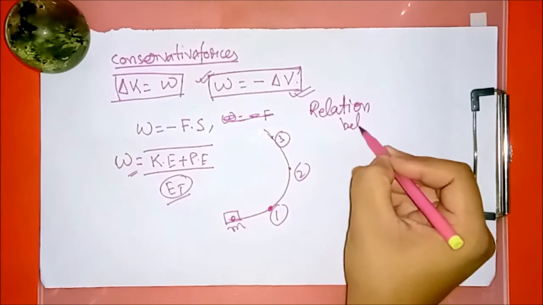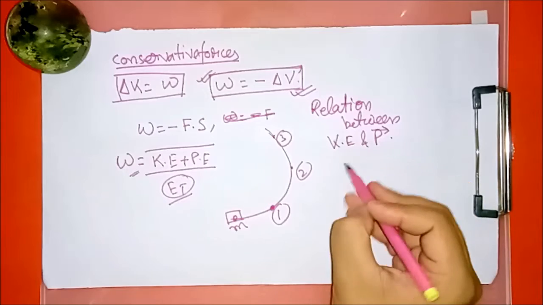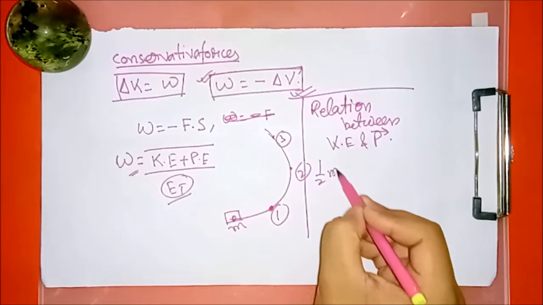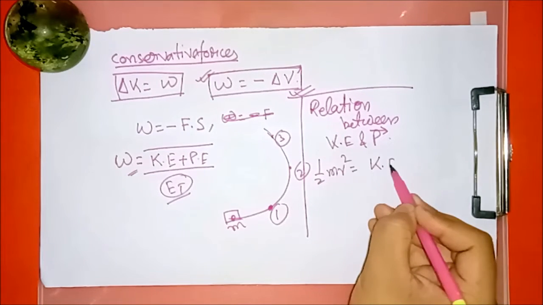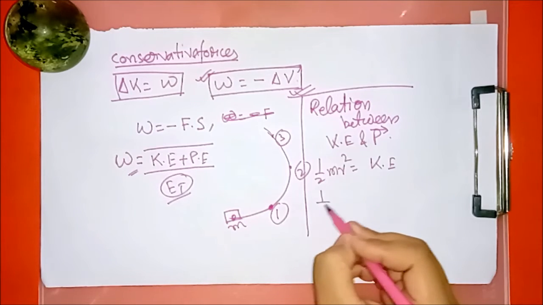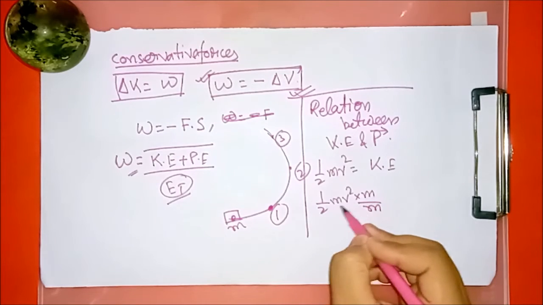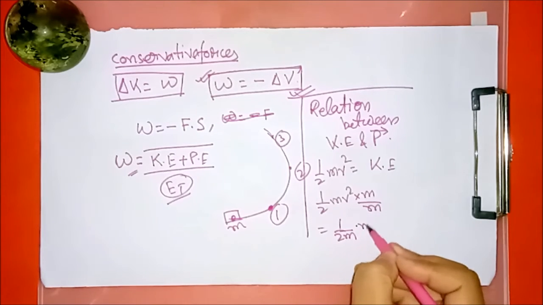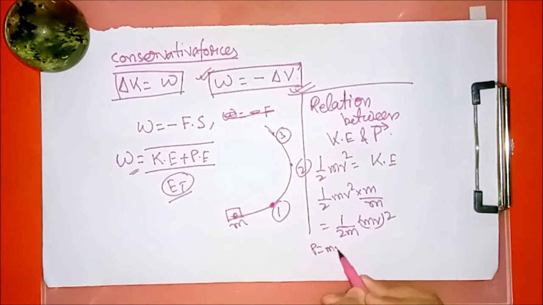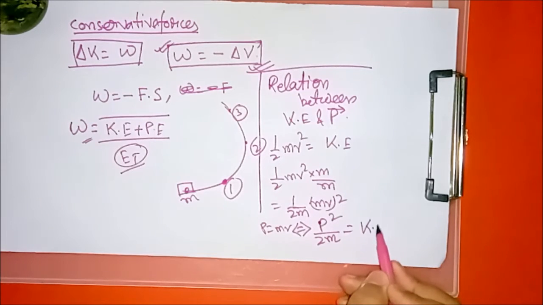Now the relation between kinetic energy and momentum, that is P. We all know that half mv square is equal to kinetic energy. If this is multiplied and divided by m, what do we get? Half mv square into m by m will be equal to 1 by 2m into mv whole square. And we know that P is equal to mv. So this implies P square by 2m is equal to kinetic energy.